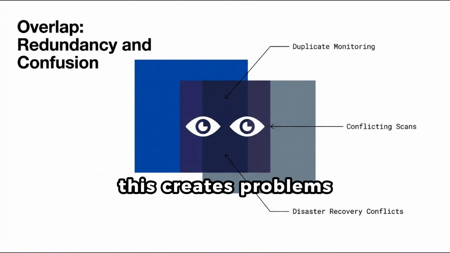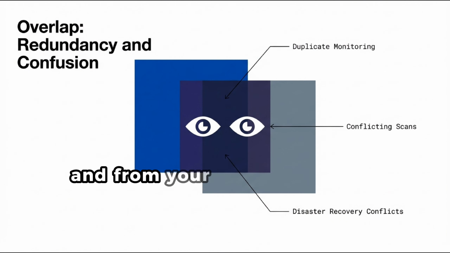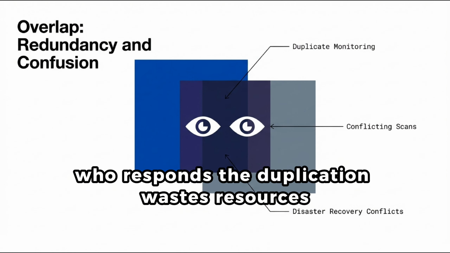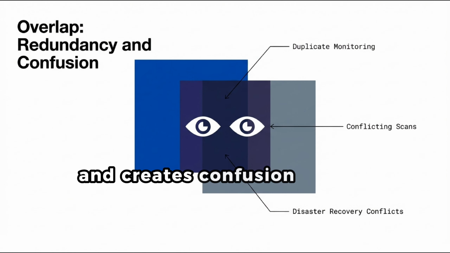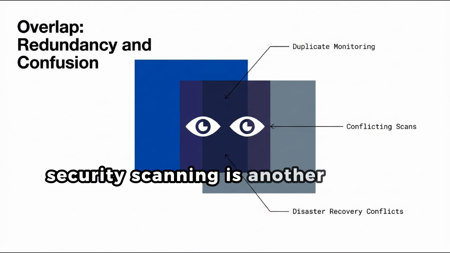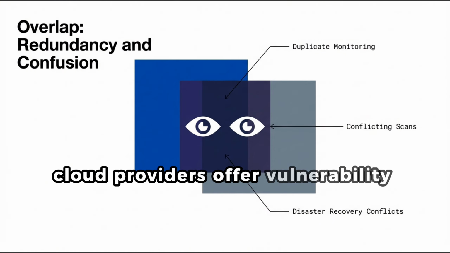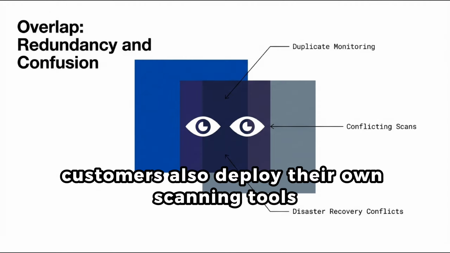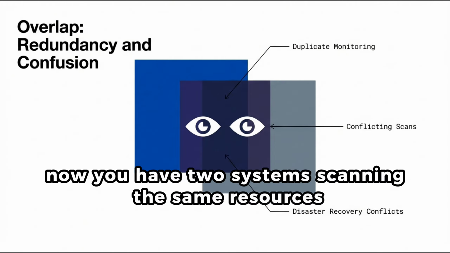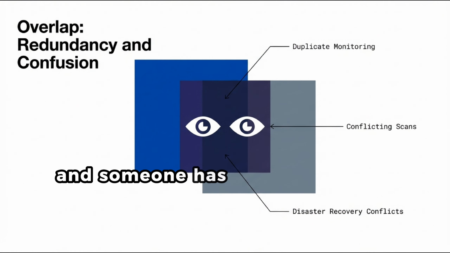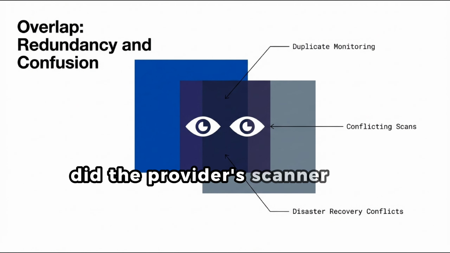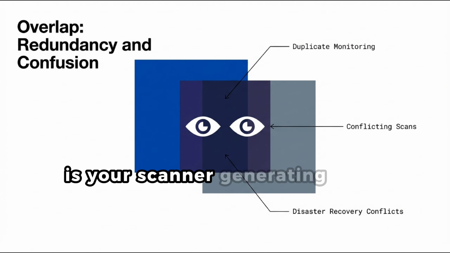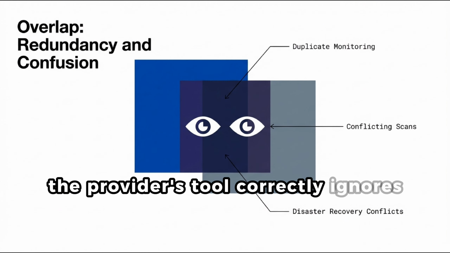This creates problems. You get alerts from the provider's monitoring and from your own monitoring about the same issue. Which do you trust? Which is more accurate? Who responds? The duplication wastes resources. You're paying for monitoring twice and it creates confusion during incidents. Security scanning is another overlap zone. Cloud providers offer vulnerability scanning services, but security-conscious customers also deploy their own scanning tools. Now you have 2 systems scanning the same resources, generating overlapping findings, and someone has to reconcile the differences. Did the provider's scanner find something yours missed? Is your scanner generating false positives the provider's tool correctly ignores?